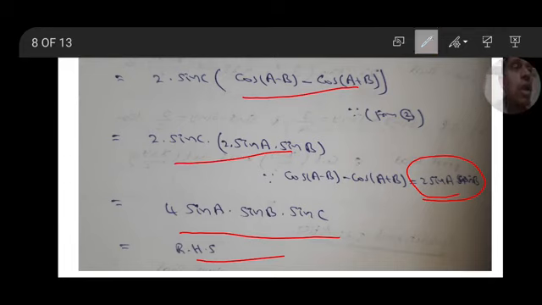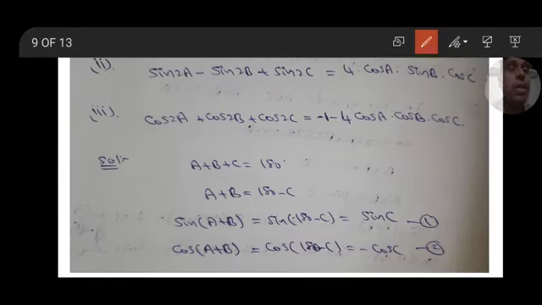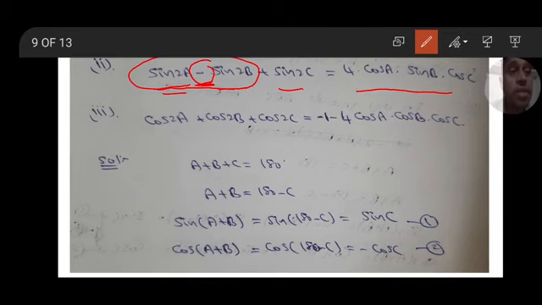Let us look at the next problem. Prove that sin 2a minus sin 2b plus sin 2c equals 4 into cos a sin b cos c. It is the same as the first problem, but instead of sin c plus sin d, here it is sin c minus sin d. Minus is there, so apply sin c minus sin d, and the remaining problem is as it is. We get the answer.